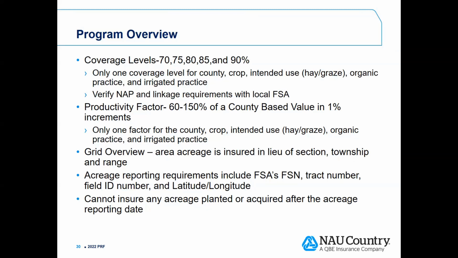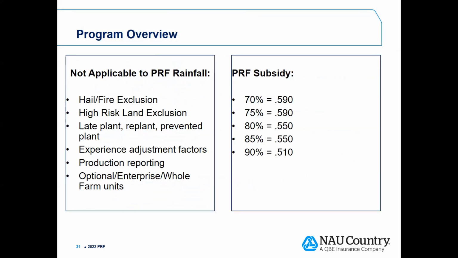Acreage reports must have the farm, track, and field number just the way it would on any other policy. Things that we don't pay out on, we've hit on this: single peril, lack of rainfall, all the things on the left we don't pay for. PRF subsidy there on the right, just for your information. The quoter will do this for you, but if you're interested in what the subsidies are, or cost shares, I think is what they want us to say now, those are available on the right side.